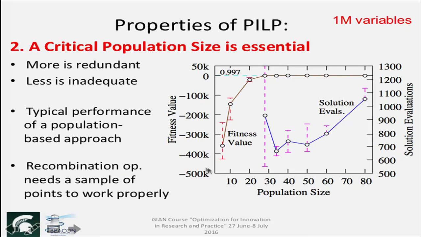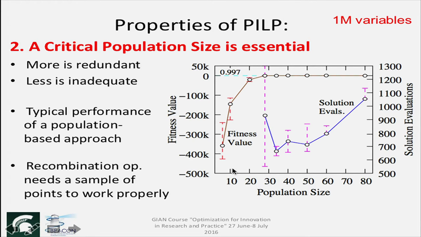Second information I'm going to give you is that there is a critical population size that is needed. That is typical in any kind of application. So what we do for that case, we fix the number of function evaluations, okay, and then change the population size. So we started with a population of size, I think this is 6, then we go to 12, and then I think 20, and then we have 28, then 32, and then 40, and so on and so forth.